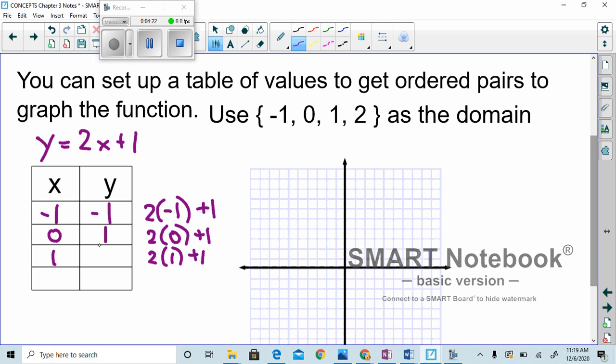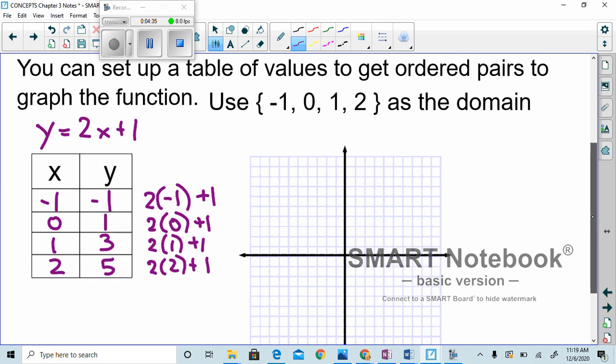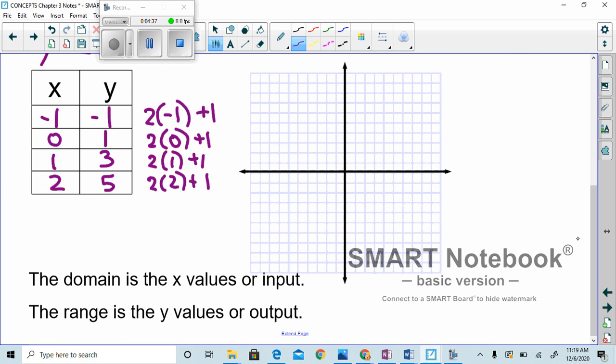So when I input 1, my output is 3. And one last one: 2 times 2 is 4, plus 1 is 5. So when I input 2, I output 5. This has created 4 ordered pairs for us.